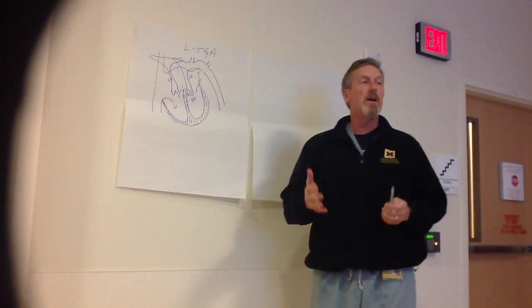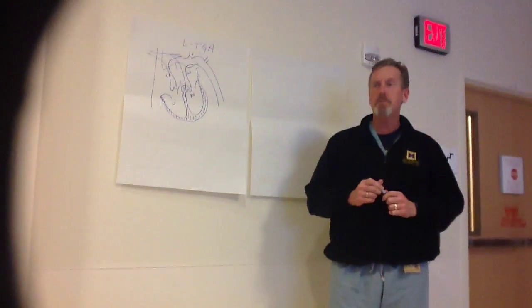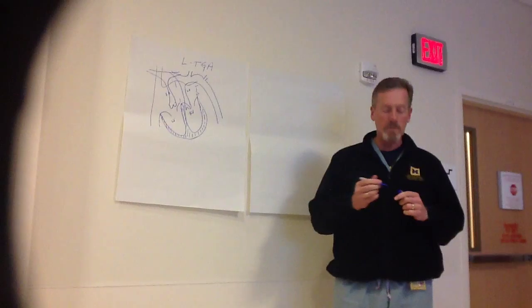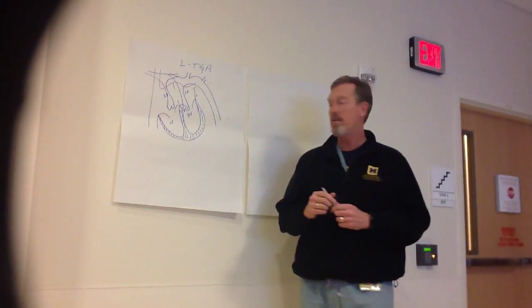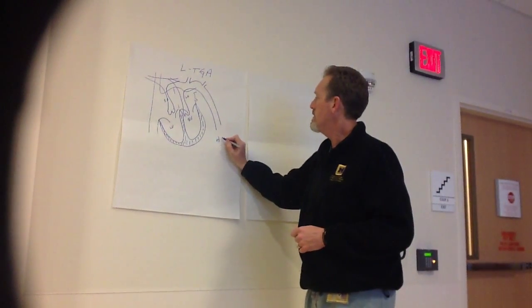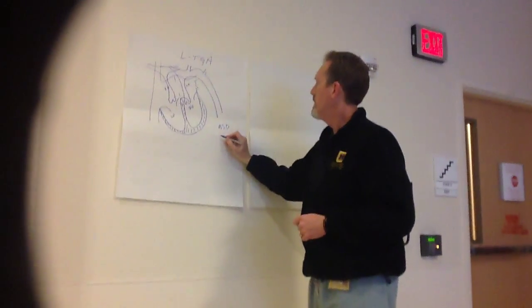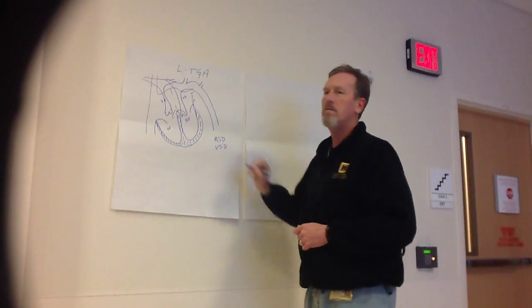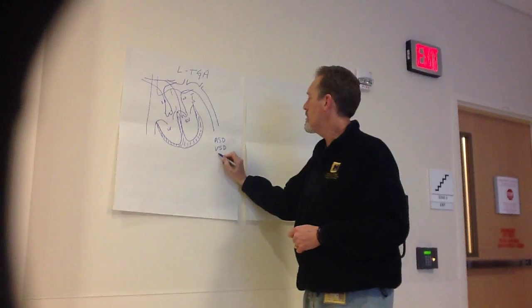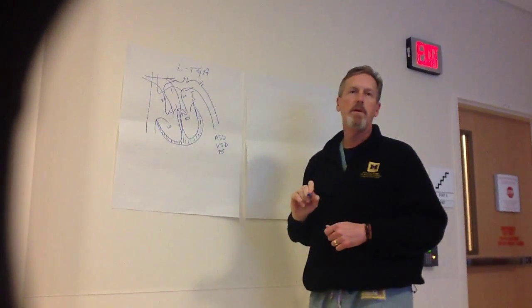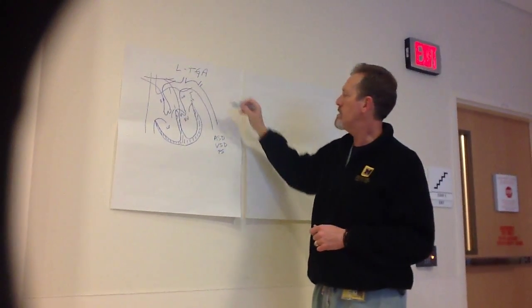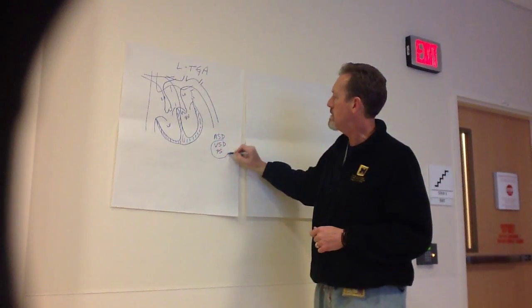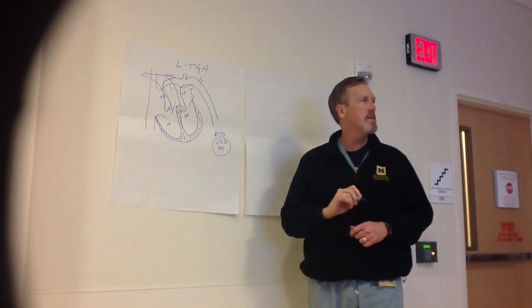So what are the anatomic associated lesions with L-transposition? Well, you can think of them as the most common lesions in general in congenital heart disease. So an ASD, very common. VSD, very common. Pulmonary stenosis, very common. In fact, the combination of L-transposition with VSD and PS is one of the most common things that we see.